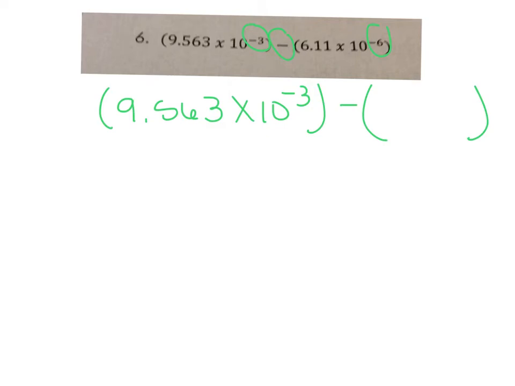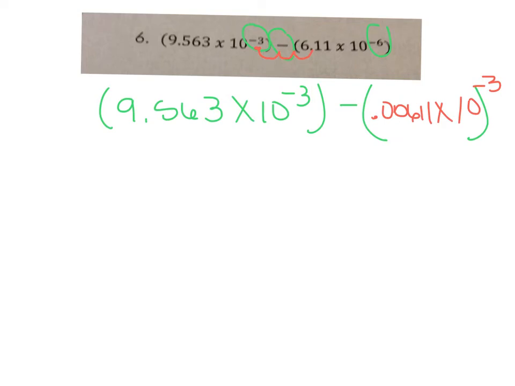We're back to a subtraction problem. So I need to make both of them have the same exponent, and I want the higher one. The highest of -3 and -6 is -3. So I'm going to leave this as 9.563 times 10 to the -3rd. This one, I have to change it. So I know I'm going to change it to times 10 to the -3rd. Now, how much different is -3 and -6? Obviously, 3. So we're going to move the decimal in 6.11. We always go left. 1, 2, 3. So we have 0.00611.